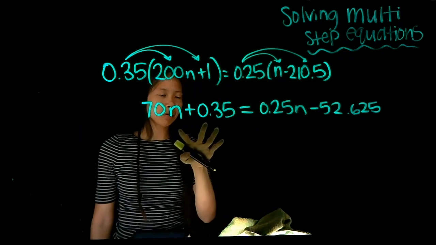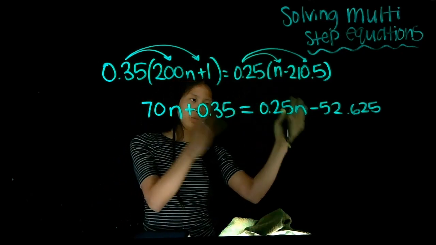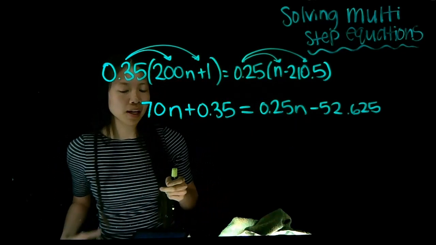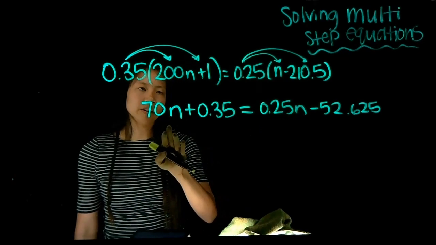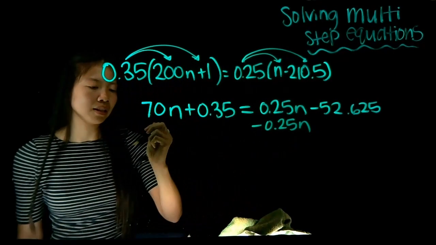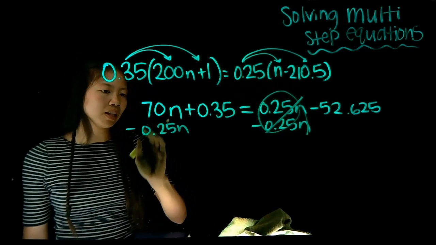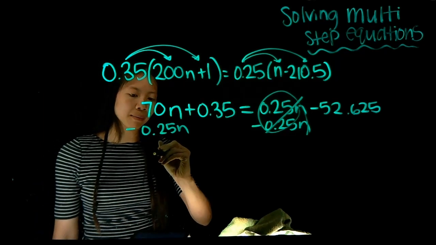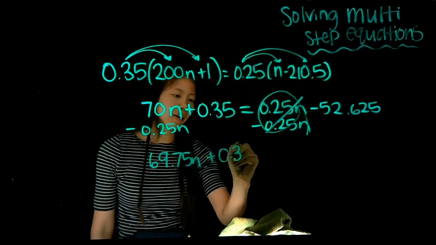So now I have an equation with the variable on both sides. Remember, our first step is to try to move our variables together on the same side. I don't want to work with negatives today, so I'm probably going to move my 0.25n over here. So I'm going to minus 0.25n. What I do to this side, I have to do to this side to make it balanced, and this makes a 0 pair. So now I have 70n minus a quarter n, which is the same as 69.75n plus 0.35 equals negative 52.625.